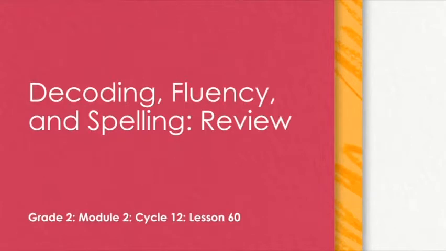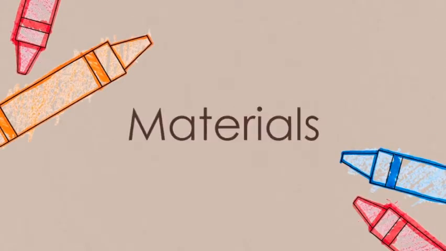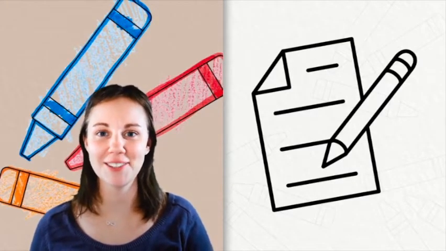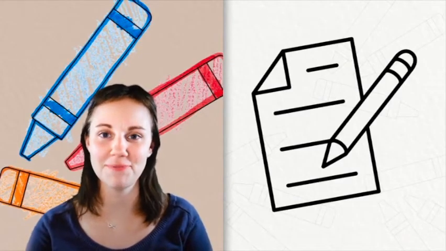We have a lot of reviewing today to finish up this cycle. Get yourself ready. Like I said, we'll be reviewing. We'll look at decoding, fluency, and spelling. This is Module 2, Cycle 12, Lesson 60. Materials. Go ahead and have your paper and pencil ready so that you're prepared for the review.